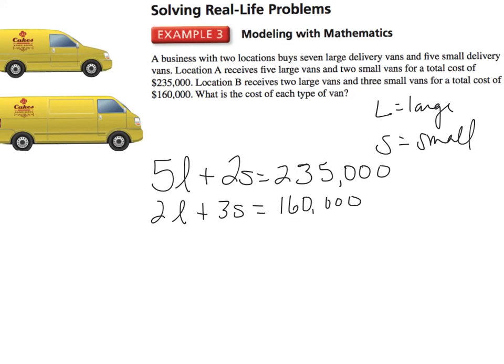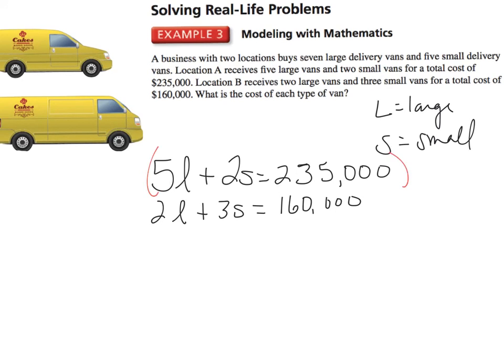Pause the video. See if you can do this yourself. Pause the video and solve it. Now, by the way, you don't have to use L and S. If you just want to use X and Y, you absolutely can. So in this problem, I'm going to get rid of the S's.